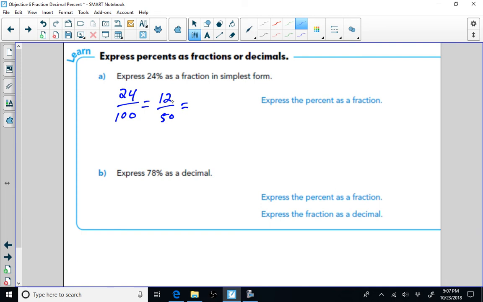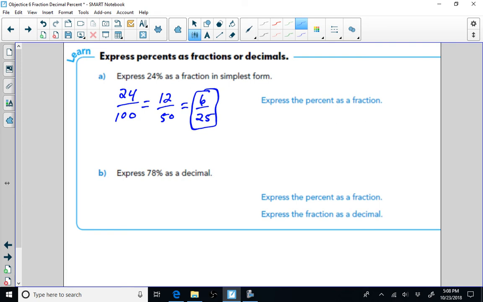12 over 50 still is not in simplest form because 12 and 50 have a common factor other than 1. They're both even, so I can divide by 2 again. That's going to give me 6 out of 25. So 24% as a fraction in simplest form would be 6/25, or 6 out of 25.